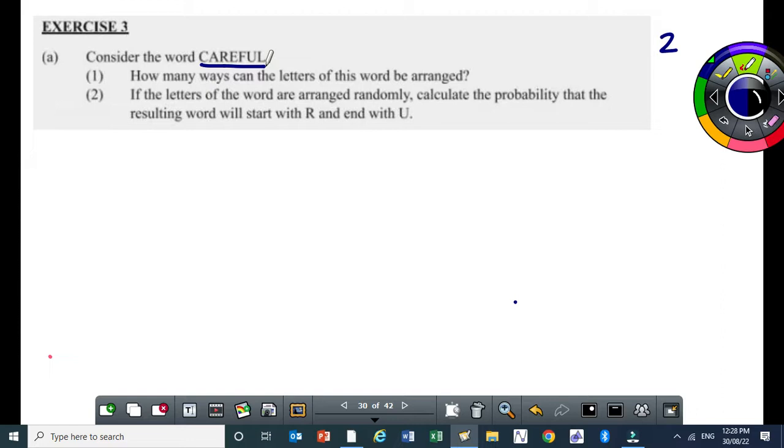The first question says, how many ways can the letters of this word be arranged? That will be 7 factorial, which is 5040. Remember that 5040 is going to be our total in the sample space for A2. Now A2 says if the letters of the word are arranged randomly, calculate the probability that the resulting word will start with R and end with a U.